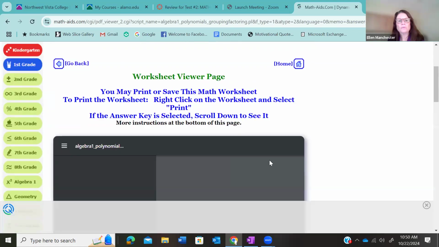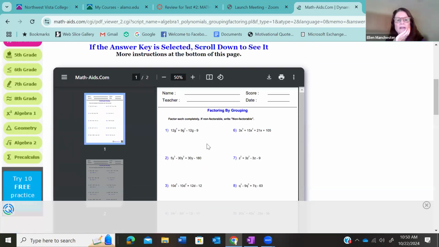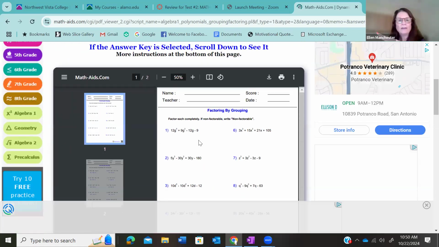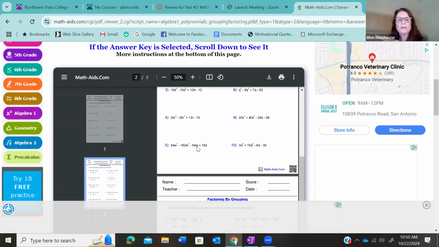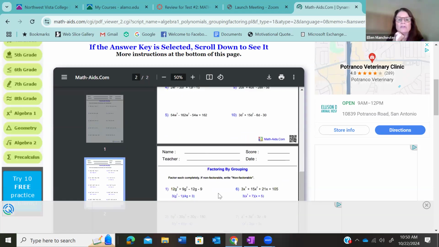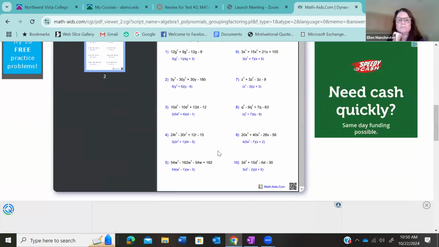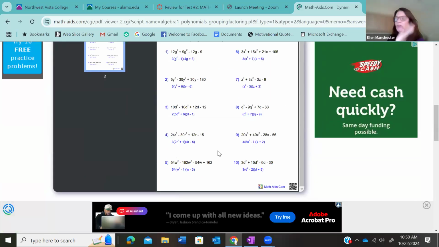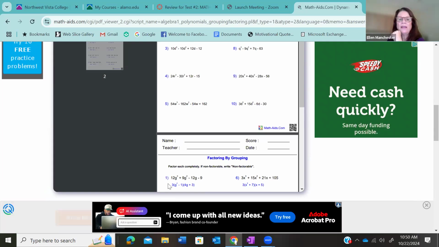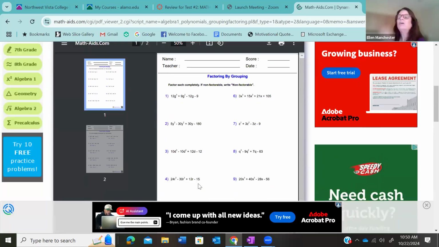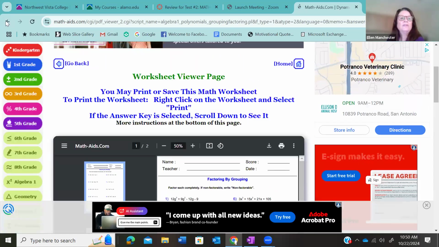And it creates these worksheets. Hang on. So here's your worksheets. These are all factoring by grouping. But the best part is here is all the answers. And you can print it if you want, or you can just look at them here and then go back or scroll down and see that your answer is correct. Okay, so there's all kinds of practice to do.